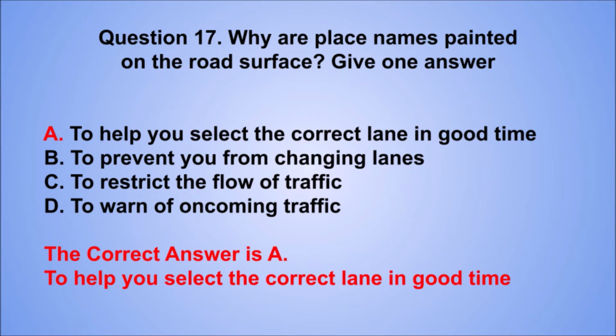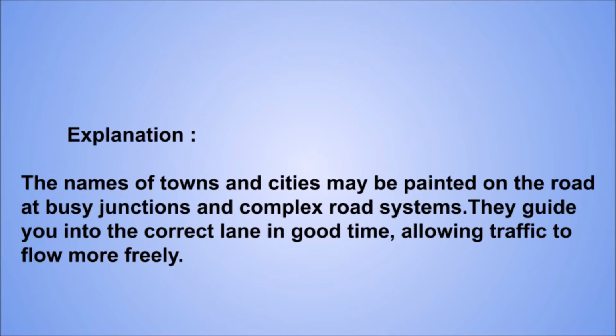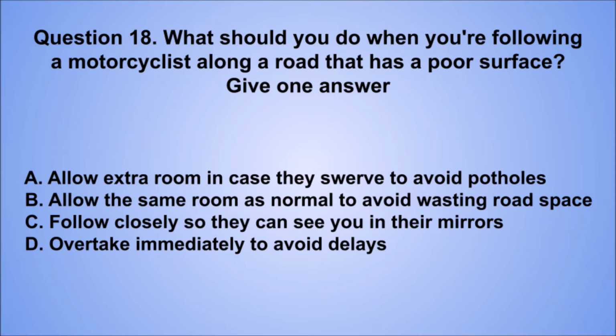The correct answer is A. To help you select the correct lane in good time. Explanation: the names of towns and cities may be painted on the road. At busy junctions and complex road systems, they guide you into the correct lane in good time, allowing traffic to flow more freely.